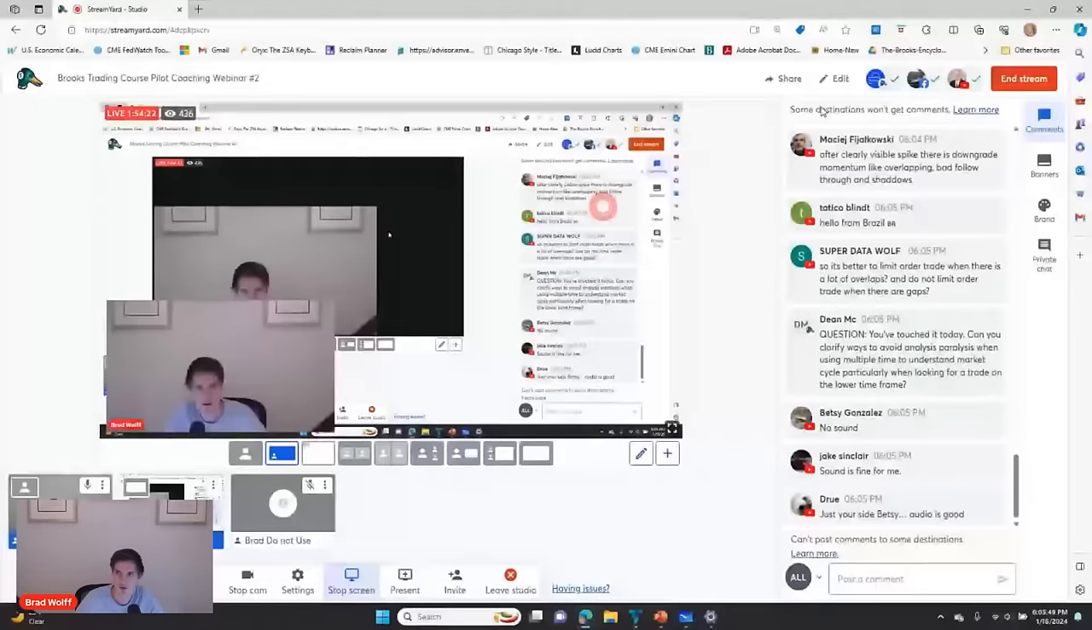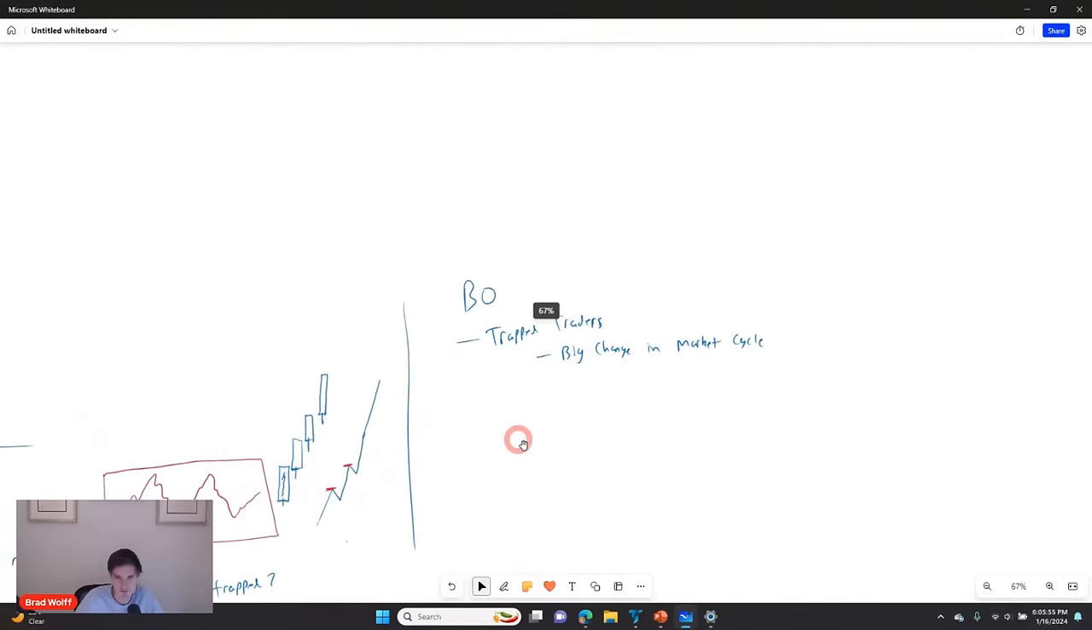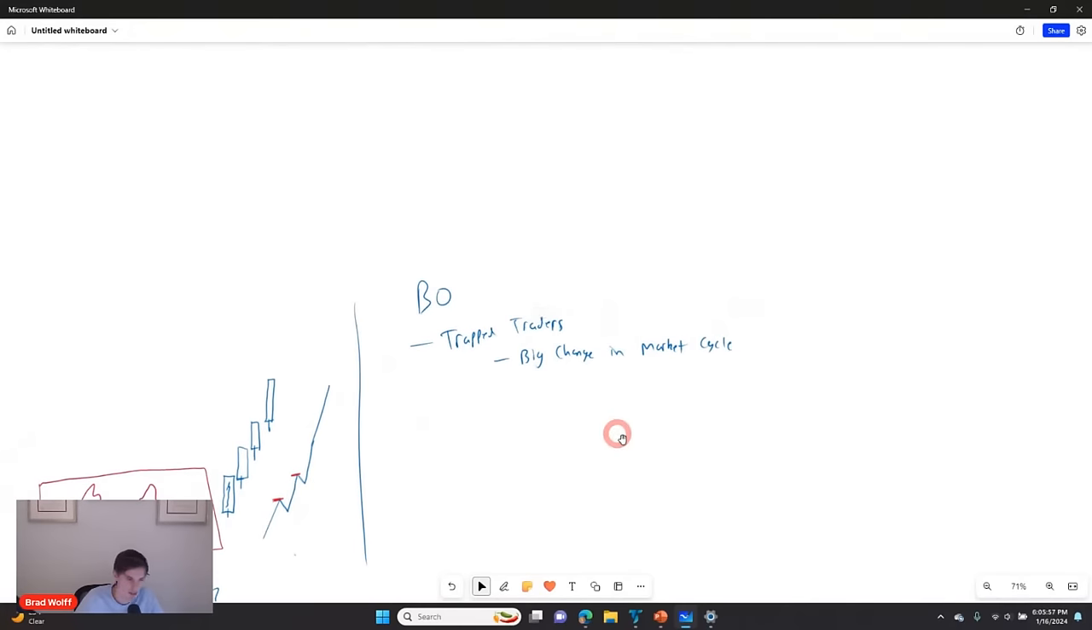So we're all good. But anyways, you have a breakout and trap traders. And the easiest way to see if there's trap traders is a big change in the market cycle. So why is that? Why does a change in the market cycle lead to trap traders? Because at every stage of the market cycle, so let's think about the market cycle.